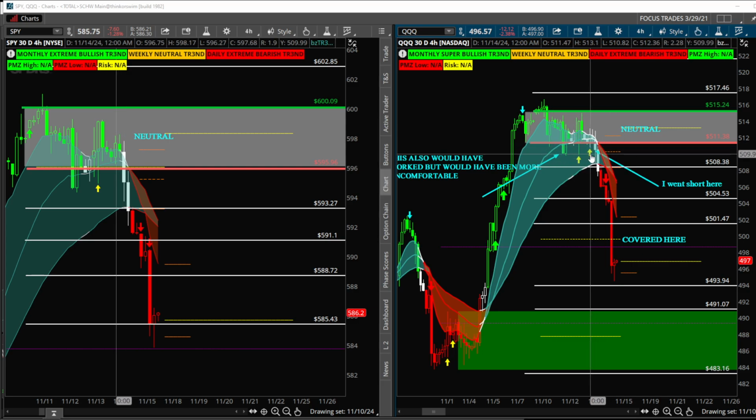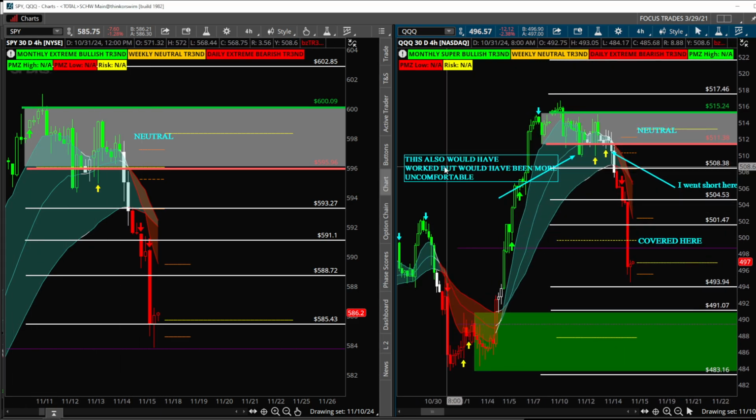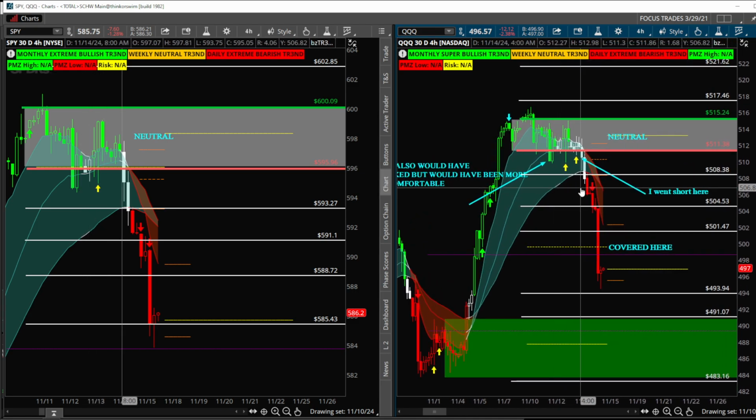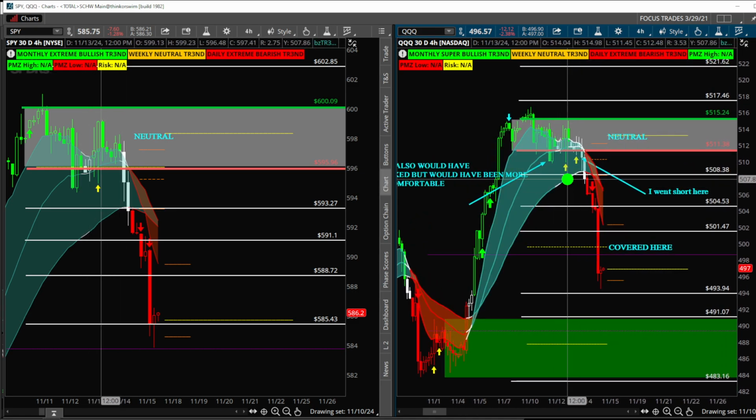Let me just scroll over here. Yeah, on the 14th. So I didn't execute it until here. I went ahead and made some annotations. This would have also worked, but would have been more uncomfortable because price bounced up almost all the way back to the neutral. Remember, the idea is for traders who are on the go, who don't have as much time to sit in front of the charts. You set up your alerts.